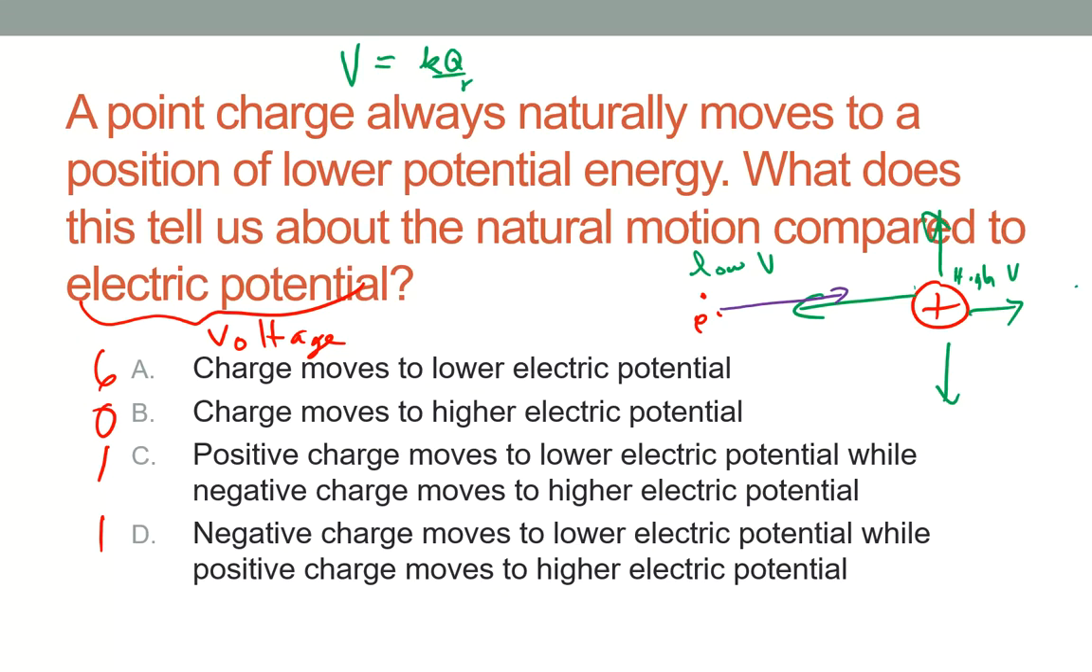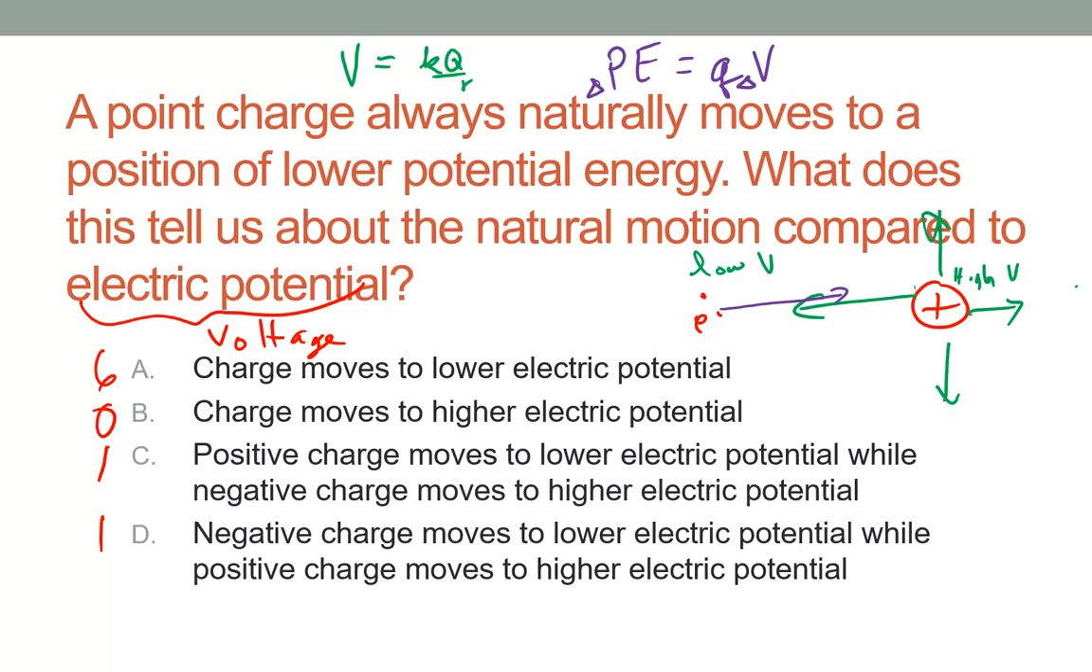Why? Because the potential energy is equal to QV, or let's put it with the deltas: delta PE = Q delta V. Since Q is negative, if delta V is positive, that's going to make delta PE negative. If you have a negative Q, then to have a negative change in potential energy, to go to lower potential energy, you have to go to higher voltage.